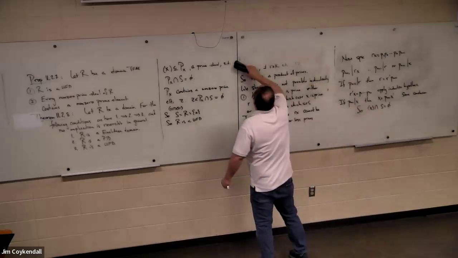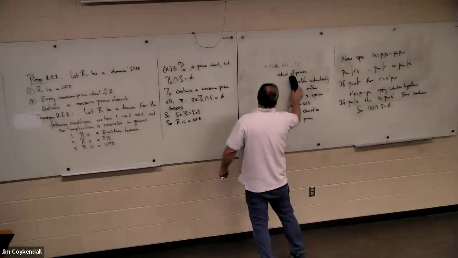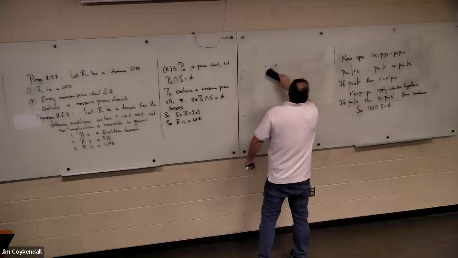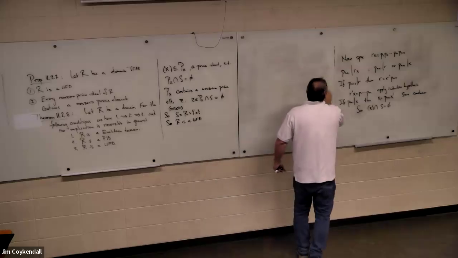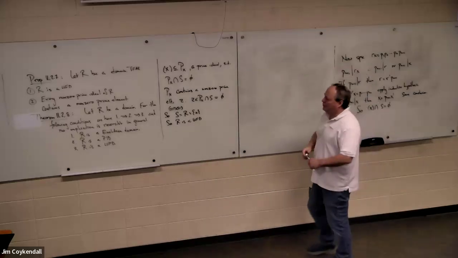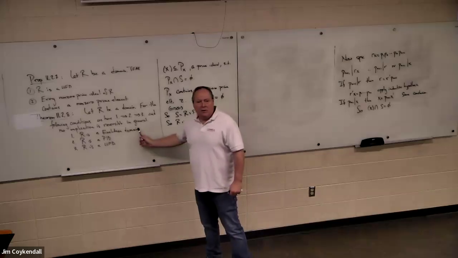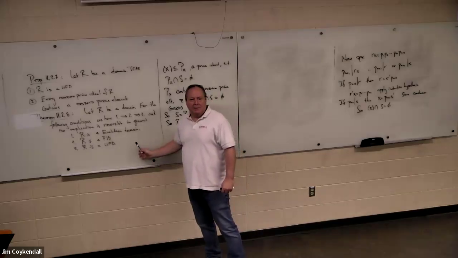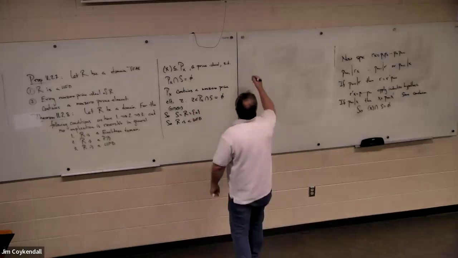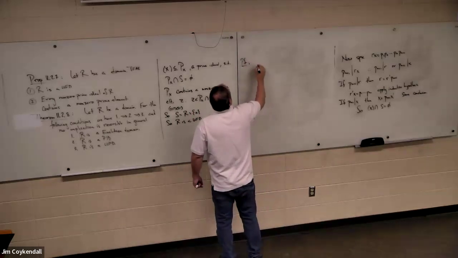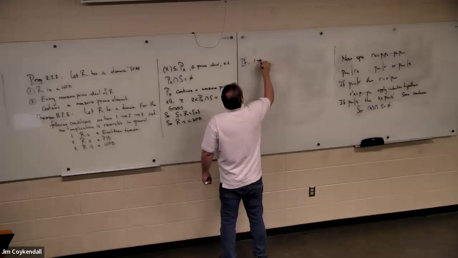The following conditions: we've got 1 implies 2 implies 3. None of these are reversible in general, and I'll give you an example to show you can't reverse it once I'm done with the proof. So I'm going to go through and prove that Euclidean implies PID, PID implies UFD, and then I'll give you an idea of why they're not reversible. 1 implies 2.